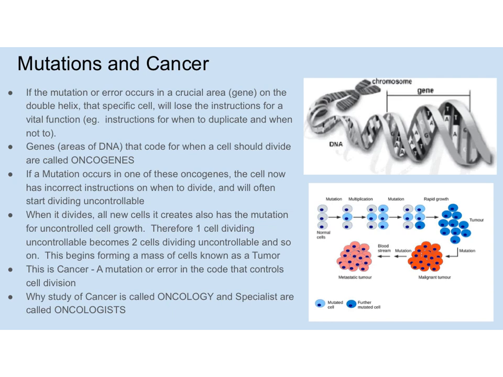The example we're going to go through today is about the instructions for when to duplicate and when not to. So if you lose instructions on when to replicate, what are the problems there? Genes are areas of the DNA for when a cell should divide. The areas in DNA that code for when to divide are called oncogenes. They're genes, but they've got a special name. They basically tell a cell when it should divide and when it shouldn't.